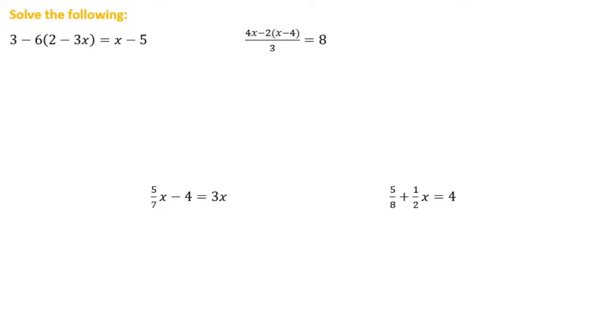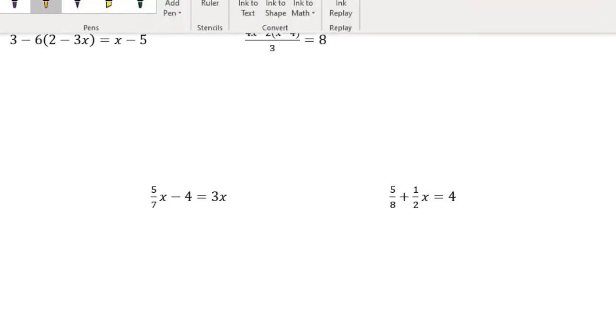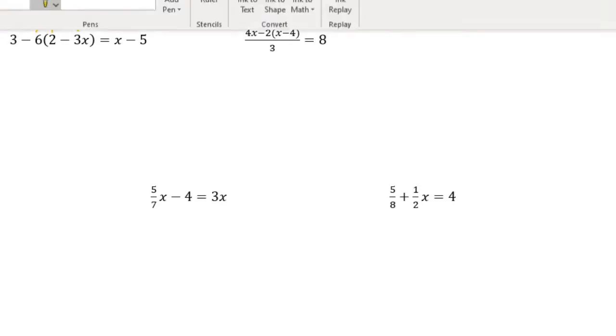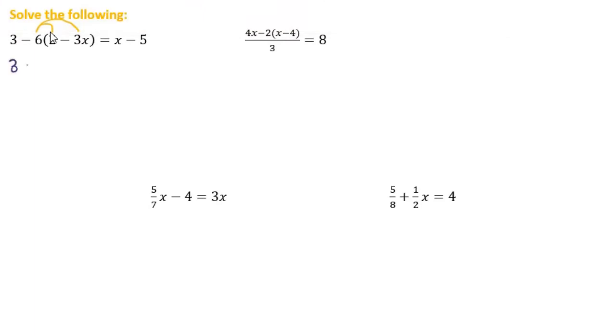The first step in solving an equation is to undo any groupings. So looking at this first question, let's try that. I want to use the distributive property to multiply -6 by 2 and by -3x. So I get 3 minus 12 plus 18x is equal to x minus 5. Groupings are undone. Our next step is to collect any like terms. So 3 minus 12 is -9, plus 18x is equal to x minus 5.